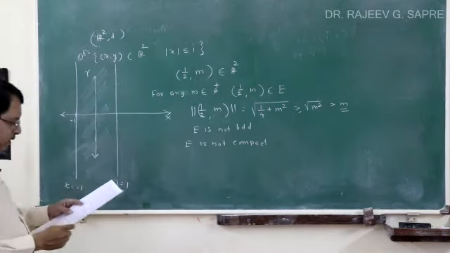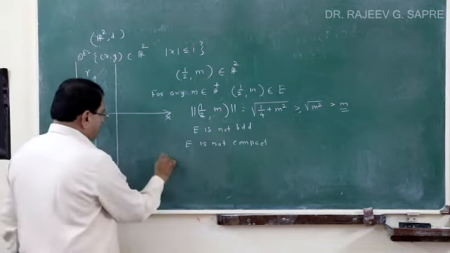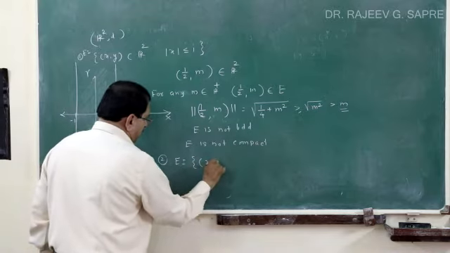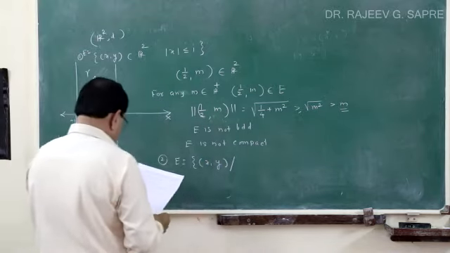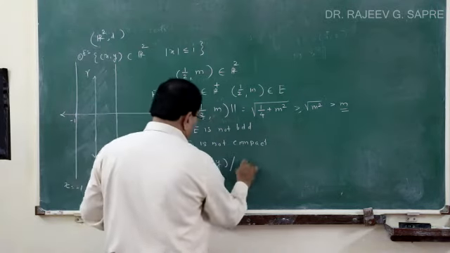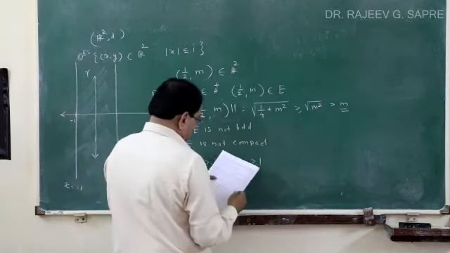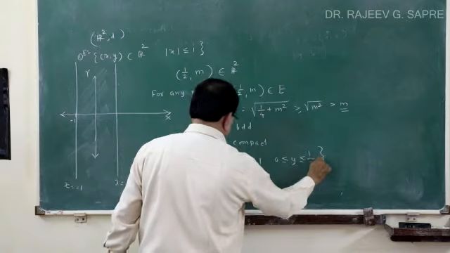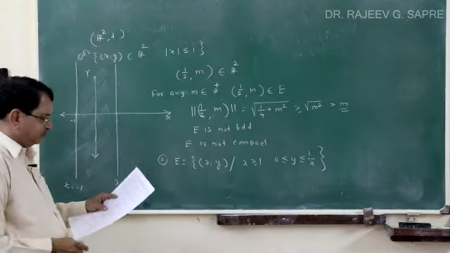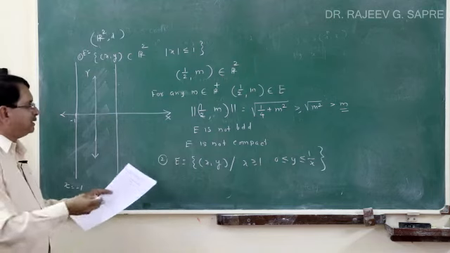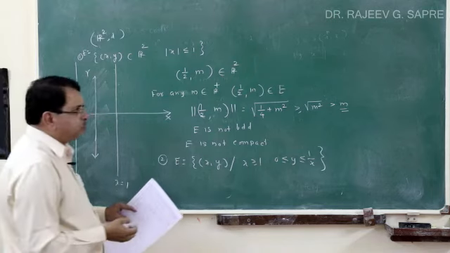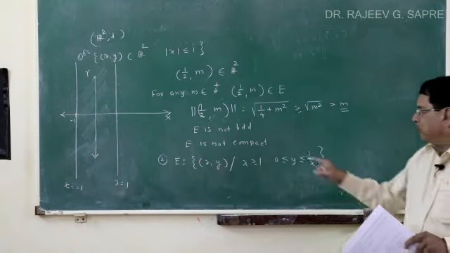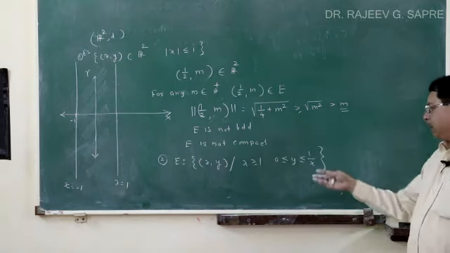Another example we will try. Suppose I am given the set (x, y). Second example, E is the set of points (x, y) in R2 such that x is greater than or equal to 1 and 0 is less than or equal to y less than or equal to 1 by x. This set is given. Whether this set is compact: you have to use the result that a set in Rn is compact if and only if it is closed and bounded. That is the result. So if I prove that this is closed and bounded, it is compact, otherwise not.